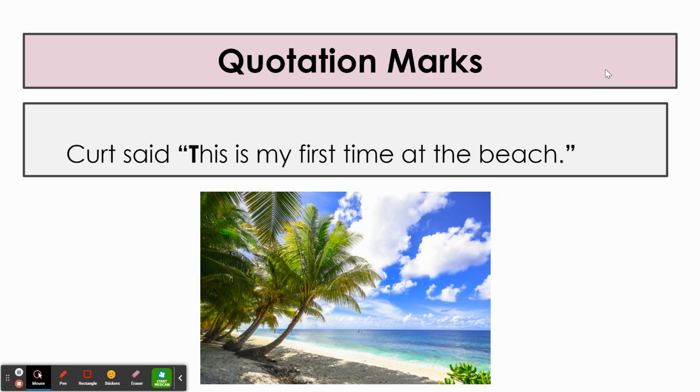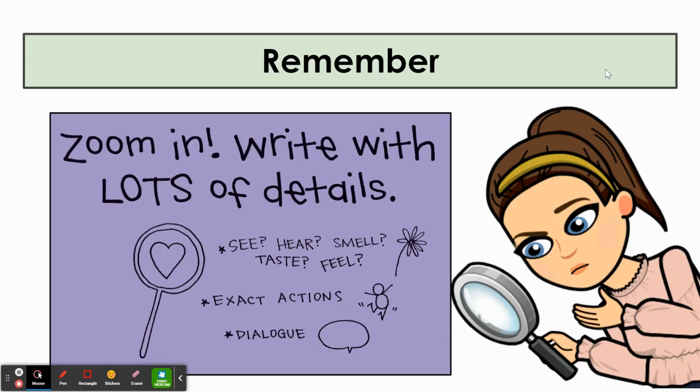Let's check. Kurt said, "This is my first time at the beach." You'll notice that he starts talking at the word "this," so the quotation marks begin there and end after the word beach. So as you are writing your story, be sure to include dialogue, sharing exact words that the characters are saying. And be sure to include the quotation marks to know when the character starts and stops talking.